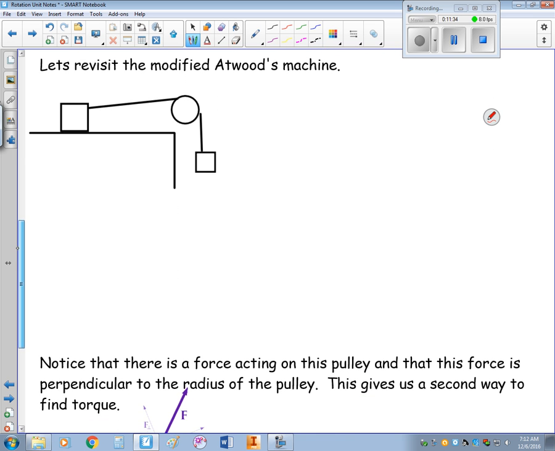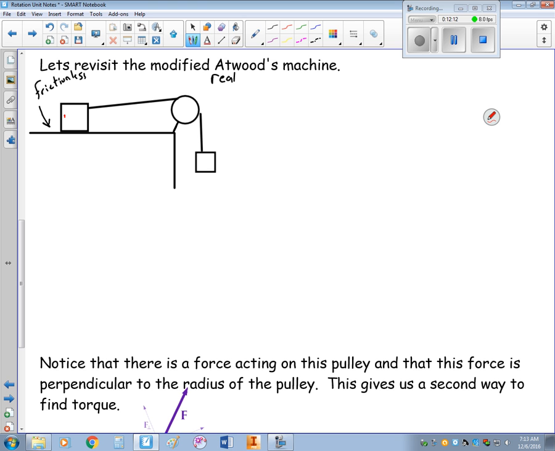Okay, let's revisit the modified Atwood's machine. Now, in the past, we used an ideal pulley, which meant that it had no mass and no friction. Now we're going to use a real pulley, so it does have mass. We're still going to ignore friction because it's still small. Also we're going to assume that this is a frictionless surface, so we don't have to worry about that.